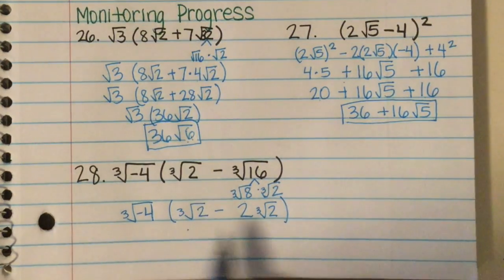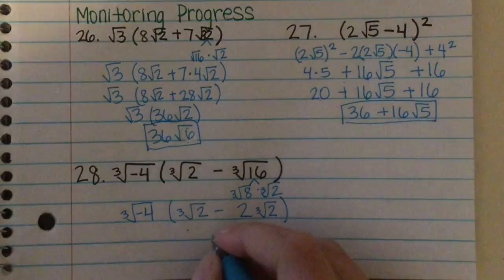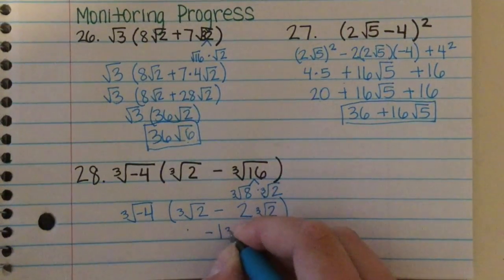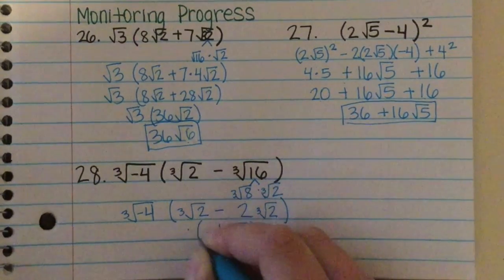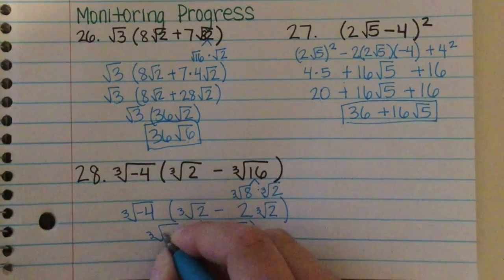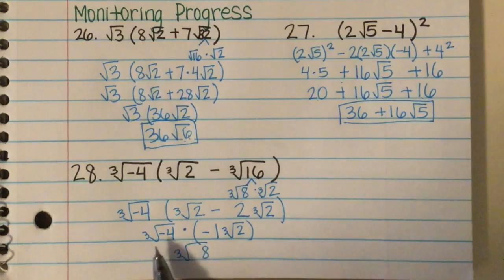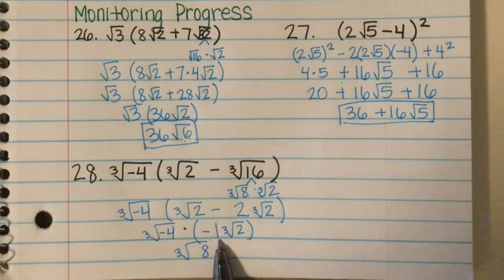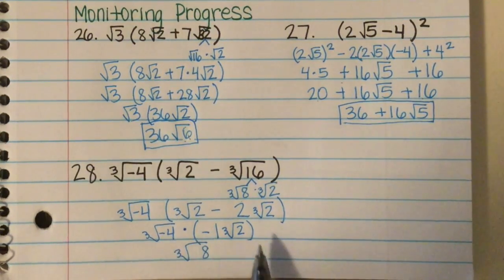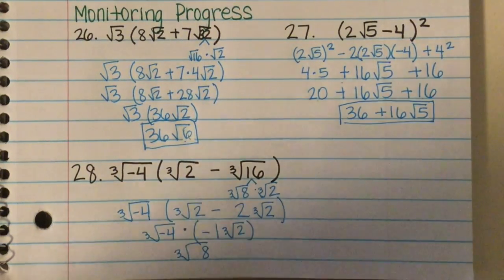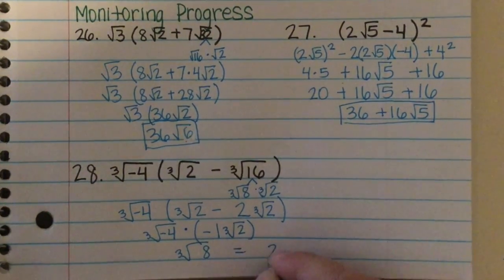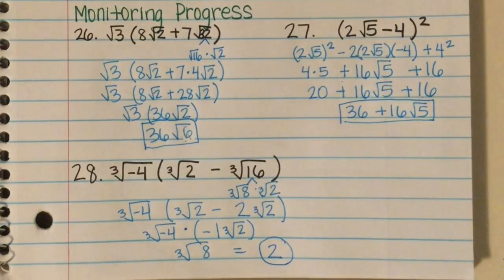The cube root of 2 minus 2 cube root of 2 is just negative 1 cube root 2, which will then be multiplied by the cube root of negative 4. So the cube root of negative 4 multiplied by the negative cube root of 2, negative 4 times negative 2 is positive 8. So the cube root of positive 8 is just equal to positive 2, and that is my final answer.